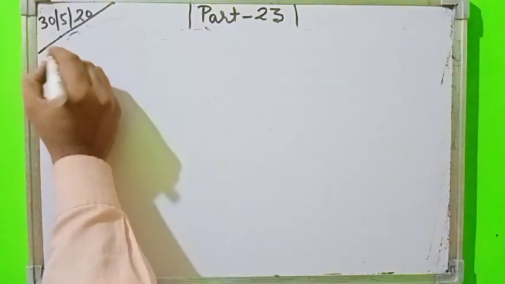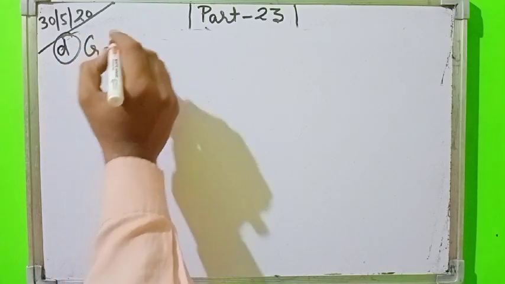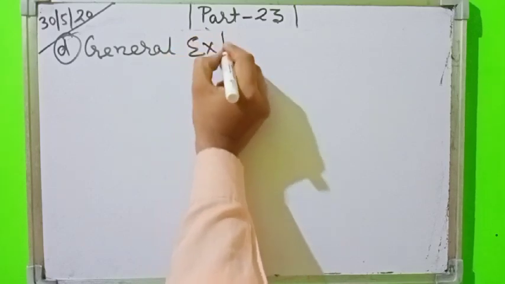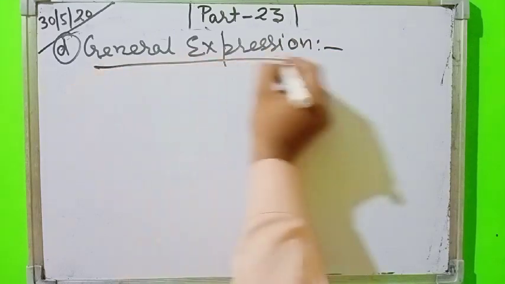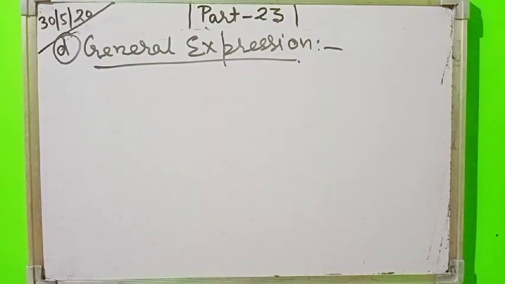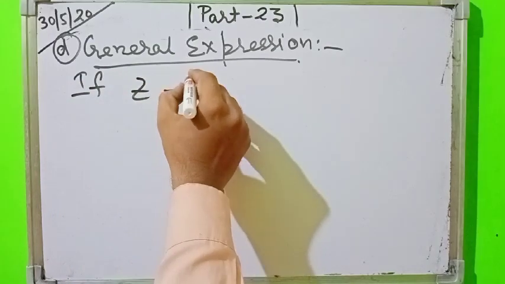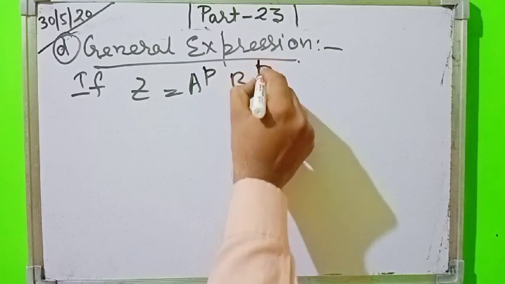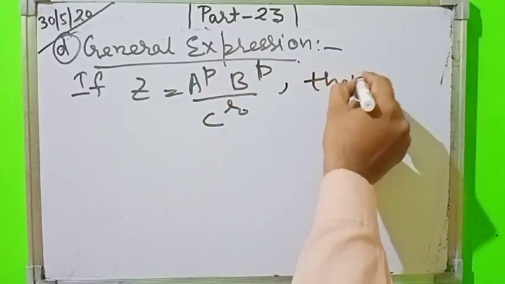Now we are taking the last one, general expression. In case of general expression, if z is equal to a power p, b power q, and c power r, then what will happen?